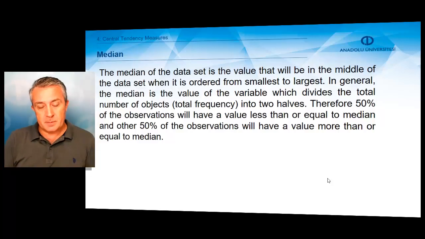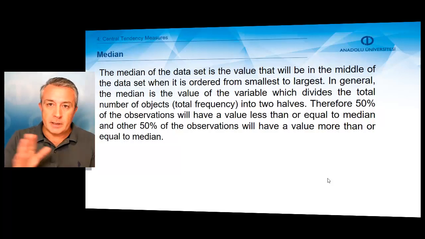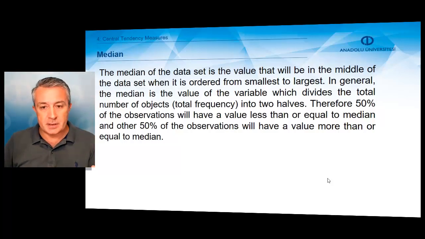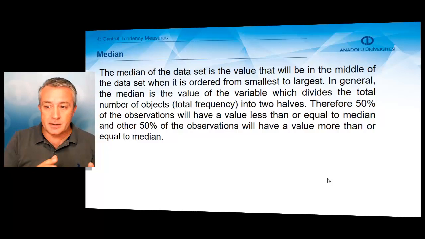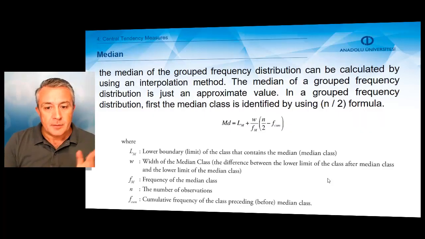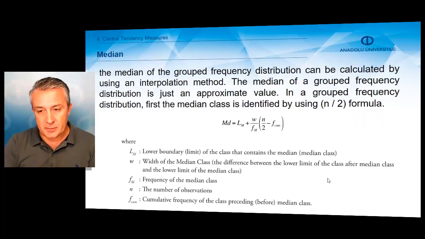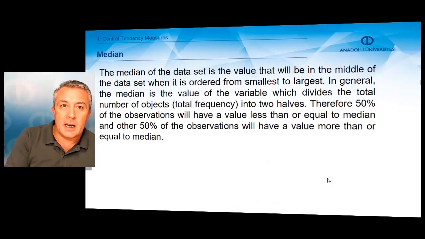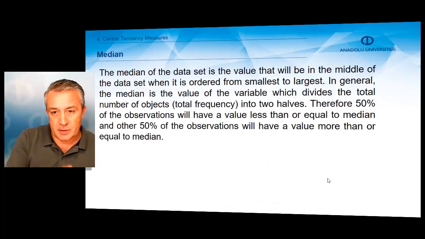So what we do for the median is order our data, whatever your preference, it doesn't matter, smallest to largest or largest to smallest, and we find the middle value. So 50% of the observations will be less than the median and 50% of the observations will be more than the median.